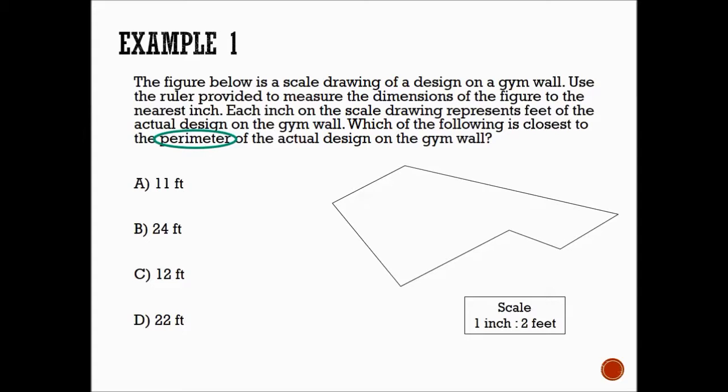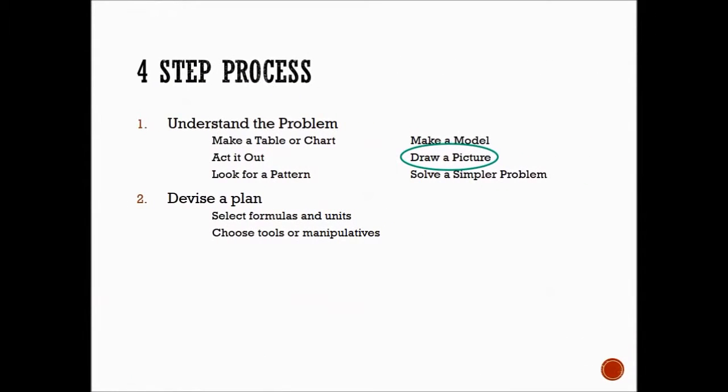Now that we have our formula, what tool will we need to use in order to find the perimeter? The problem tells us this also. It says to use a ruler to measure the dimensions of the figure to the nearest inch. So, do you use centimeter or inch ruler? We're going to use the inch ruler. Do we need any manipulatives or tools other than a ruler?